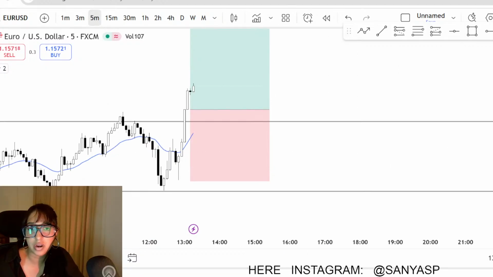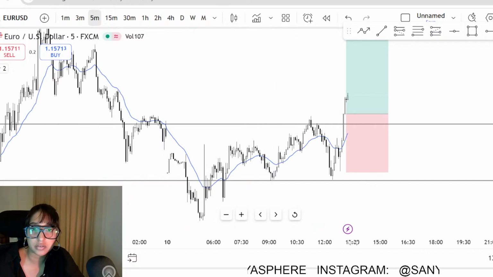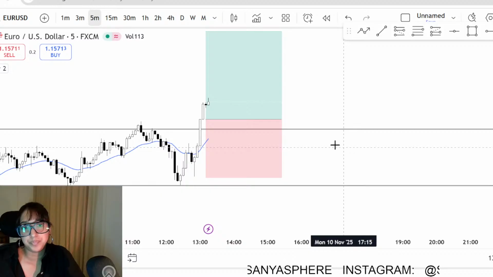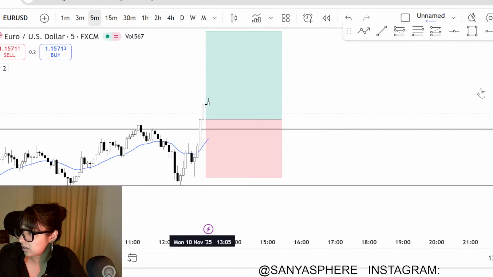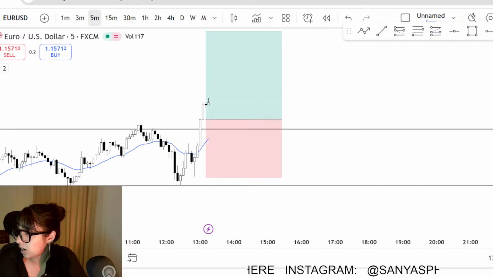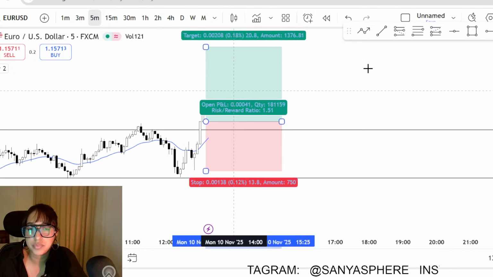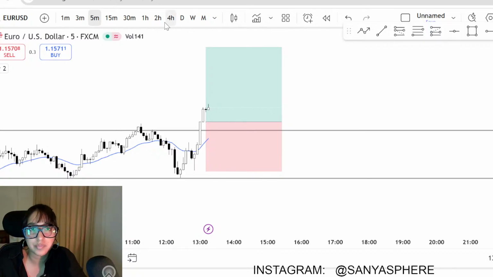Let's see if our entry gets tapped. We've got to wait for that. It's a buy order, exactly. What are your targets for Euro? On what levels? Straight away 20 pips, 1.15878.